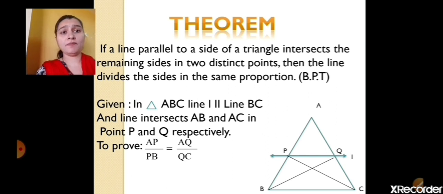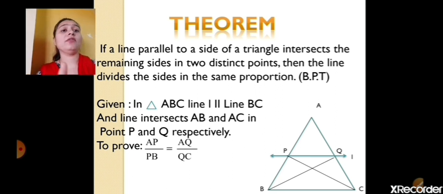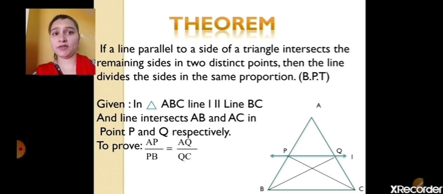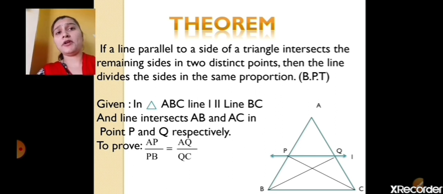This is the BPT theorem where a triangle is given, and two points, P and Q, have been given on the sides, where line L is parallel to line BC. You have to prove that AP upon PB is equal to AQ upon QC. We have already studied sums related to this in 1.2; we already covered question number 4 and 10 in the previous presentation.